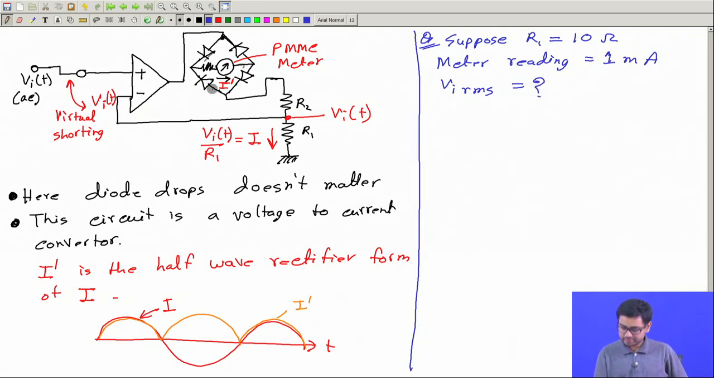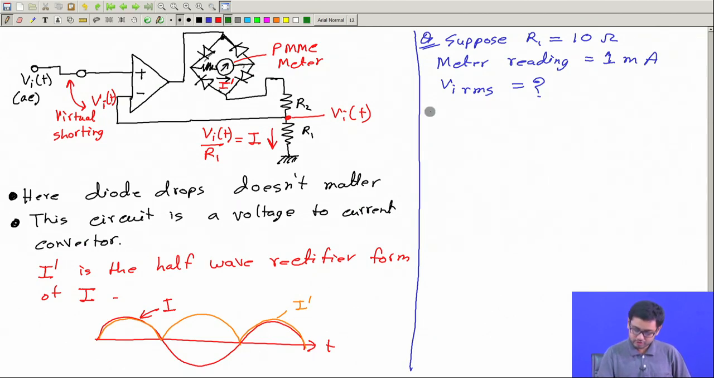So we have the circuit, and circuit parameters are given. R1 value is given, R2 value is not given, but we shall see R2 is not required. And so the reading of the meter is given. How much is the input voltage? That's how we should use a voltmeter. We observe the reading of the meter, and from that we have to estimate the input voltage. So we know 1 milliampere current is flowing through this. Even if it is not specified explicitly, this 1 milliampere is average current, because this is a PMMC meter, and a PMMC meter shows only the average value.